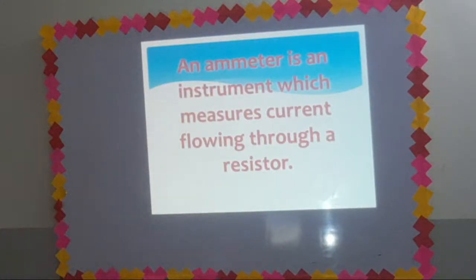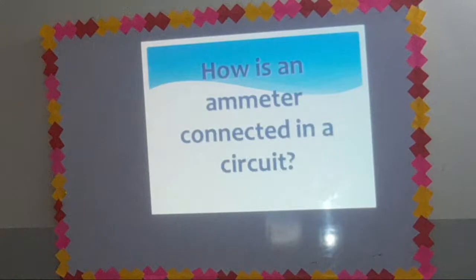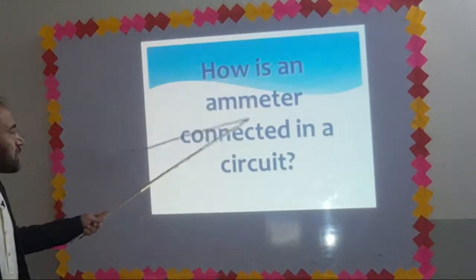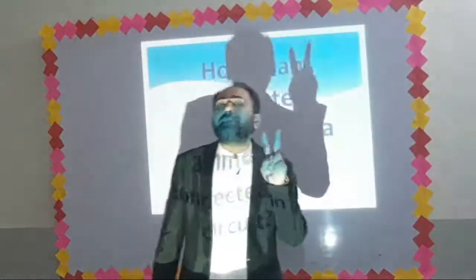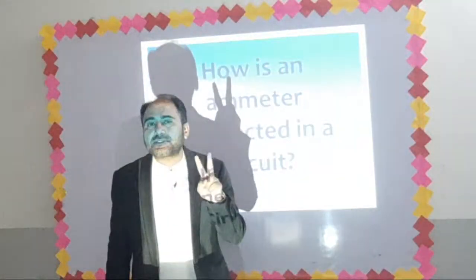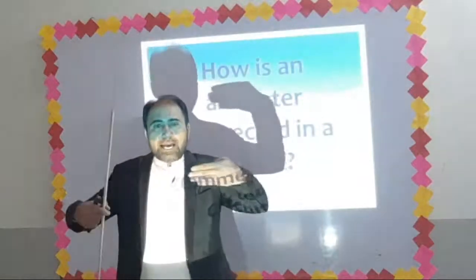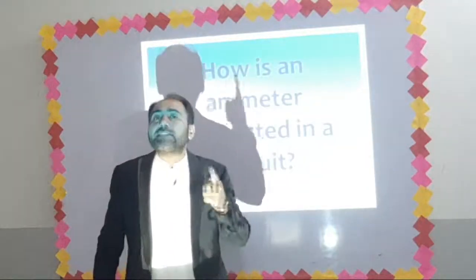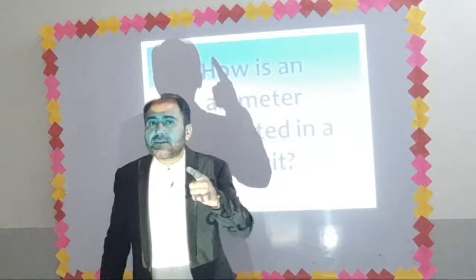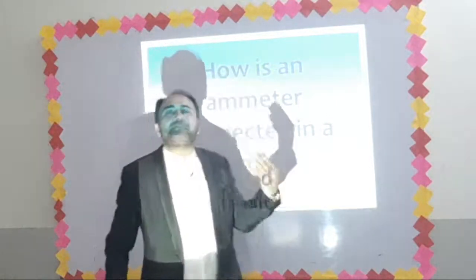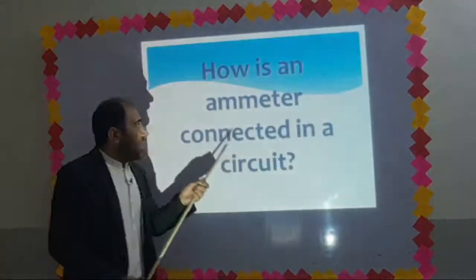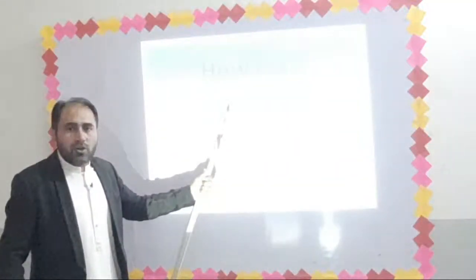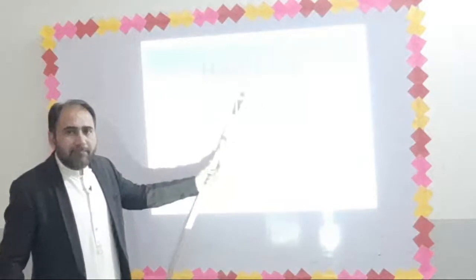Have a look. Next question. How is an ammeter connected in a circuit? There are two types of combination of different resistors. One is series, line by line. Another is parallel, in which the current has multiple paths to flow. We have to measure current, so the whole current must pass through the ammeter. So the ammeter must be connected in series, like this one.